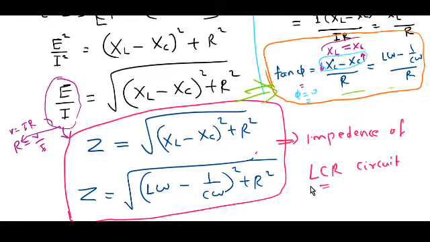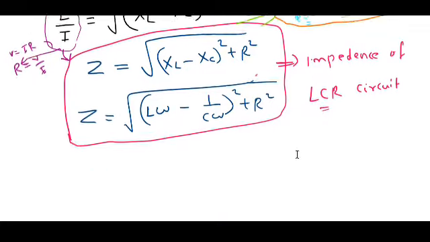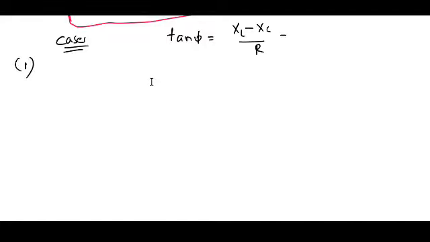Fine. Now let us analyze each of the cases one by one. The first case: we know tan phi, just now copied here, that is XL minus XC by R, or L omega minus 1 by C omega, by R. Fine.